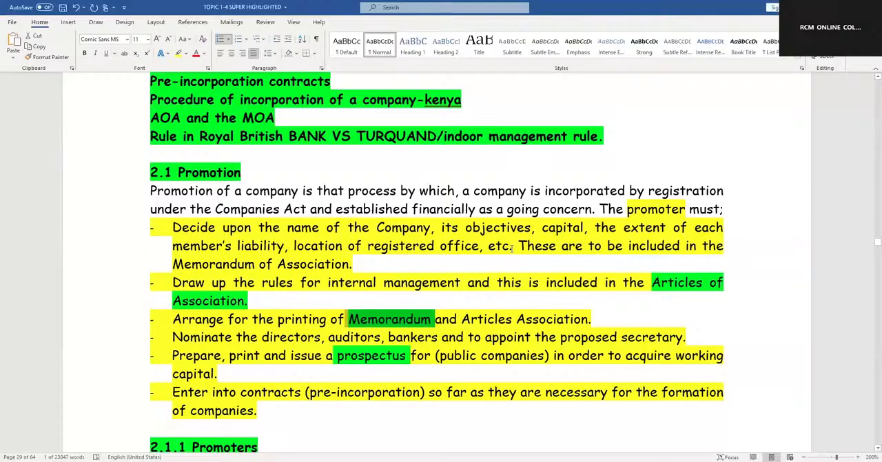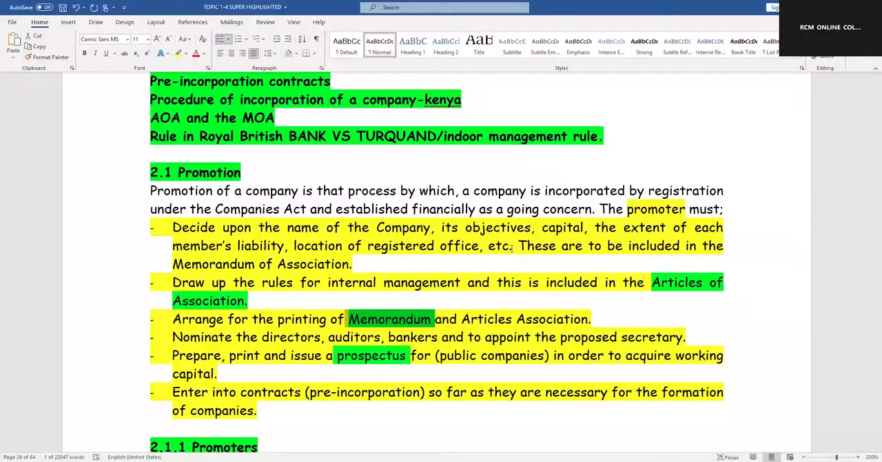So he'll decide upon the objectives or main purpose as to why the company has been formed. The capital with which the company will be registered at the registrar's office, we call it the authorized capital. He also decides upon that capital. He decides the extent of the liability: are we going to form a limited or unlimited company? The location of the registered office: what will be the exact registered office of the company?